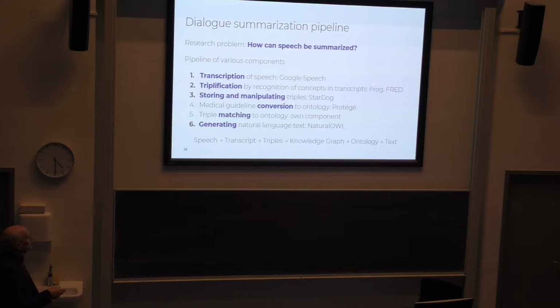Typification by software from computational linguists. The Stardog graph database. We need to convert the guideline to the ontology by means of a tool from Stanford, Protégé, from those who are working in OWL, semantic web, well known. Triple matching is what we build ourselves, and we use the generation of natural language text by Natural OWL, built by a Greek university.